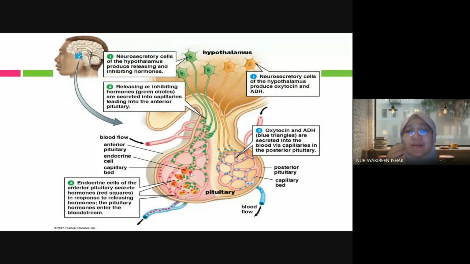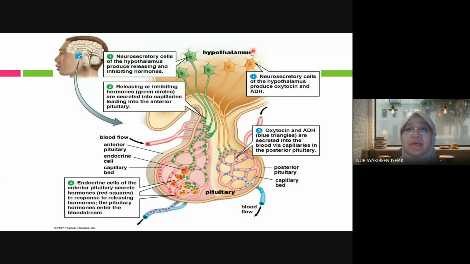Okay, so FSH and LH will be synthesized and secreted by the anterior into the blood capillaries and travel along your blood circulation until they reach the gonads, for example. Okay. So that is how it works. Okay, so perbezaan lah antara anterior, posterior.